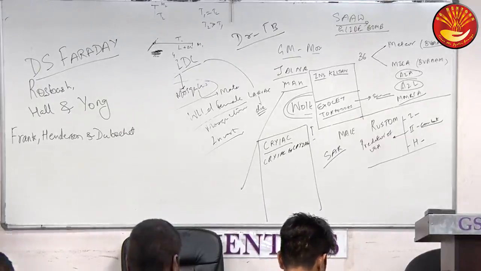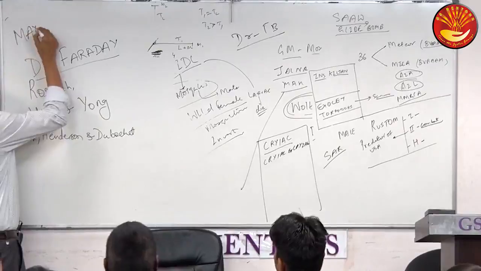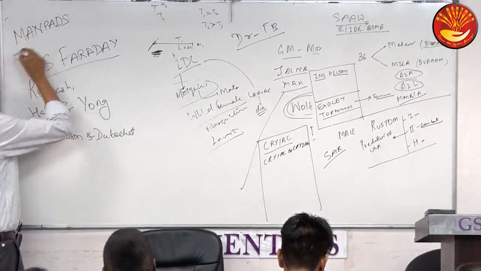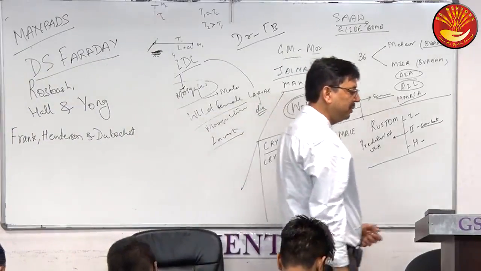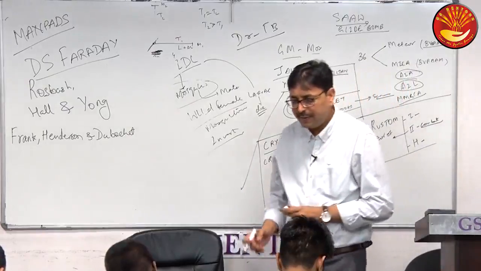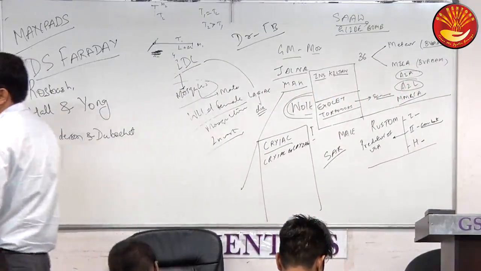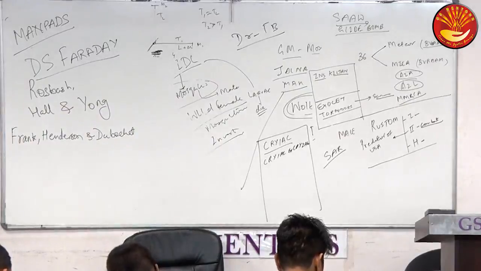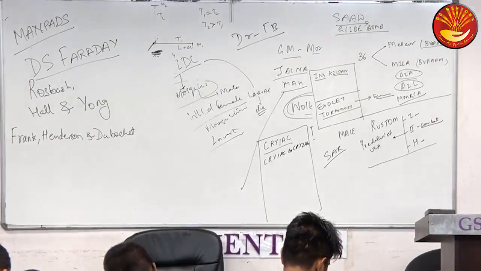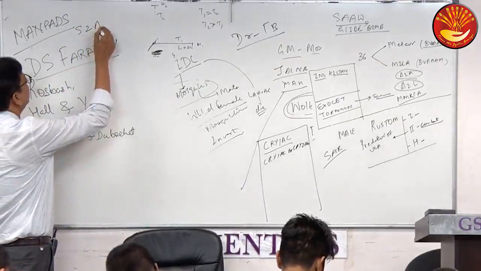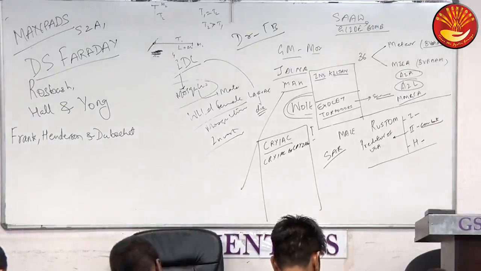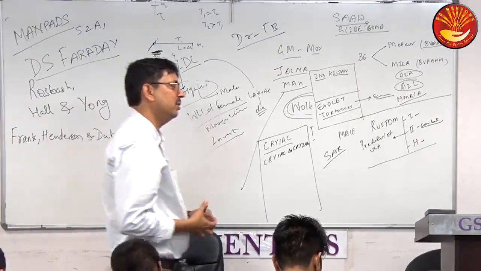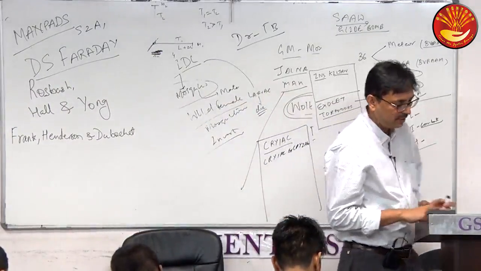Just one more. ManPADS. Man portable air defense system. It is a surface to air interceptor with a range of 15,000 feet.